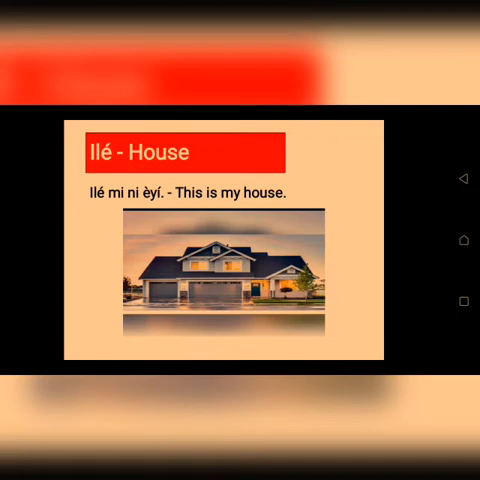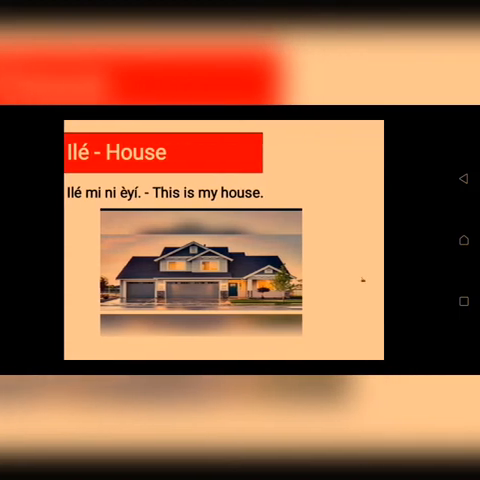Ọ̀rọ̀ ẹlẹ́ẹ̀kejì òun ni ilé. I-l-e. Ẹ má gbàgbé pé mo sọ nínú ìkan nínú àwọn classes wa pé all these are combination of sound. Ilé, that's house. Ilé mi ni èyí. That means this is my house. I-l-e. Ilé. The combination of those letters' sounds gives us ilé, which means house in English language.